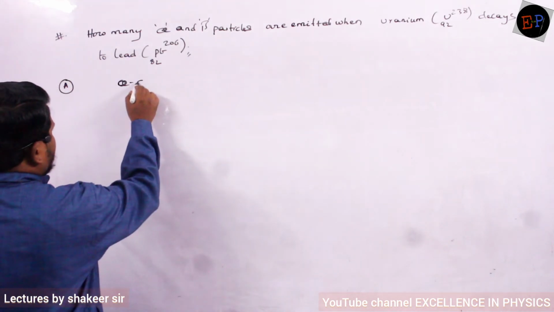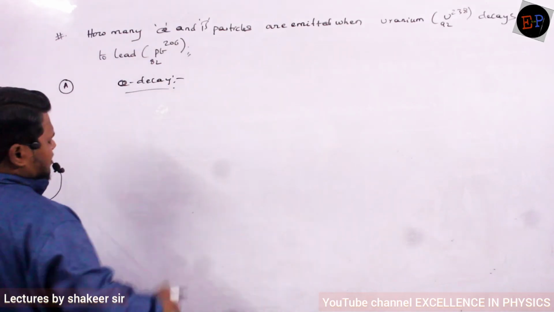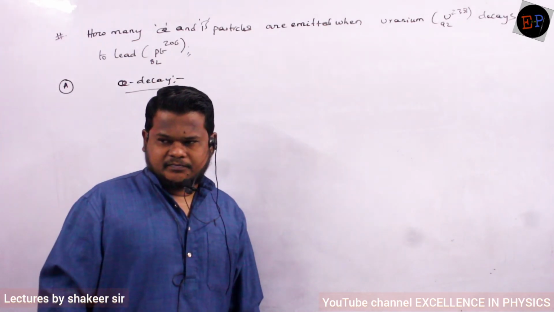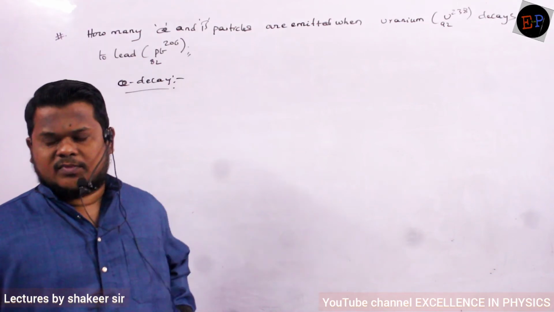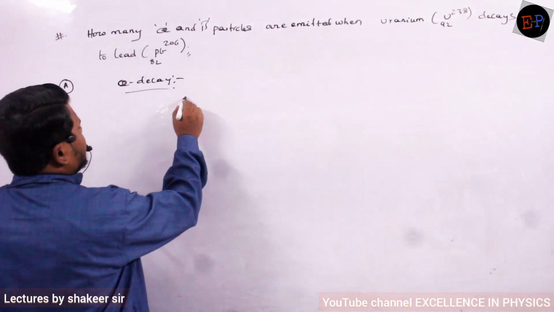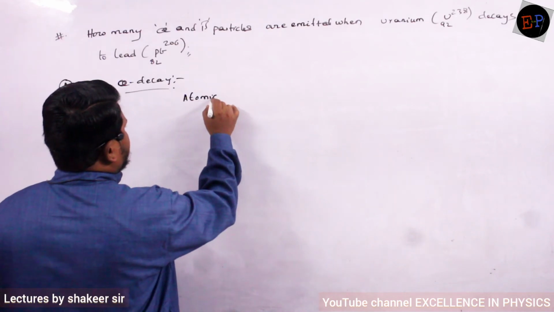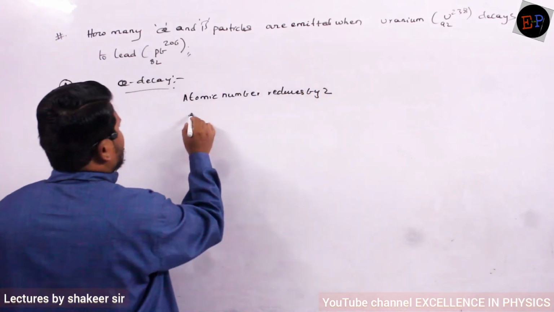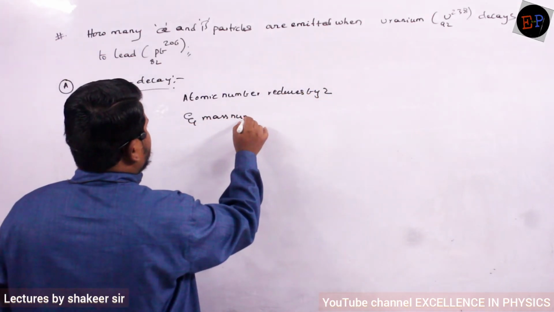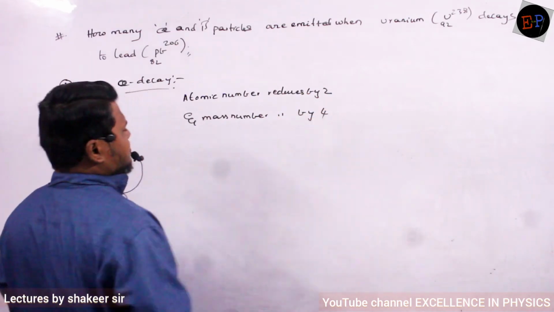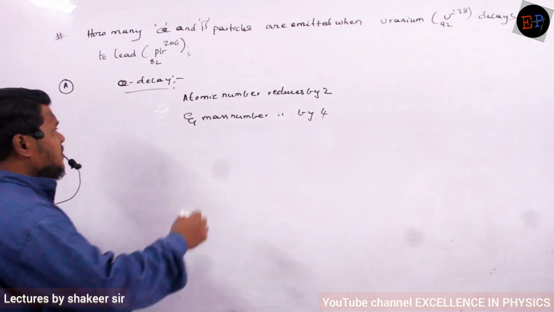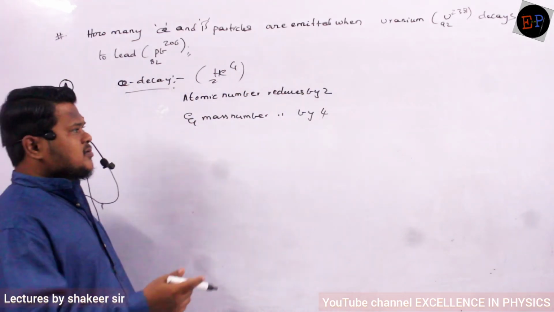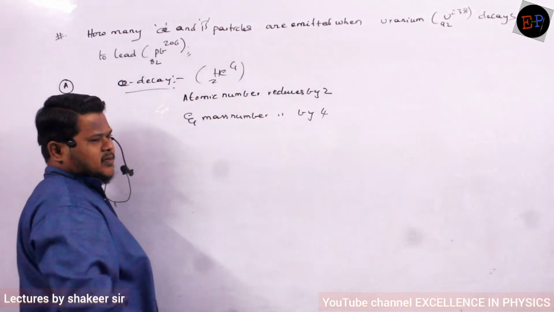First of all, let us study alpha decay. When one alpha particle decays, what happens? When the alpha particle goes out, the atomic number reduces by 2 and the mass number reduces by 4 units. This is what we have studied, because an alpha particle is nothing but a helium nucleus. Helium 2 and 4 is called an alpha particle. So when one alpha particle goes out, the proton number reduces by 2 and the mass number reduces by 4.